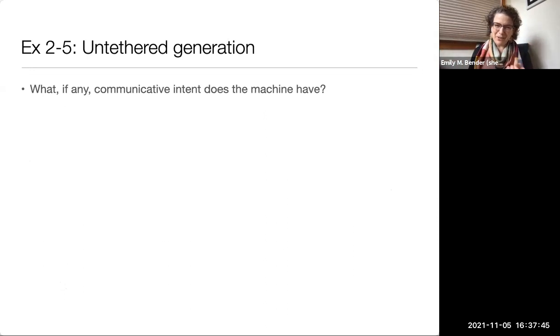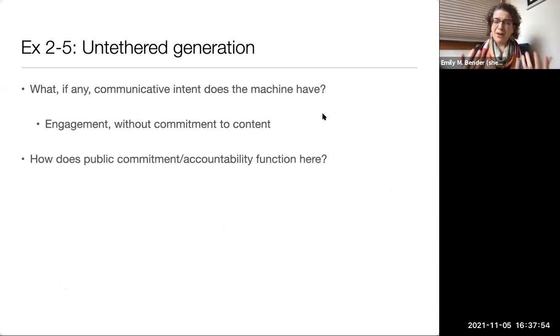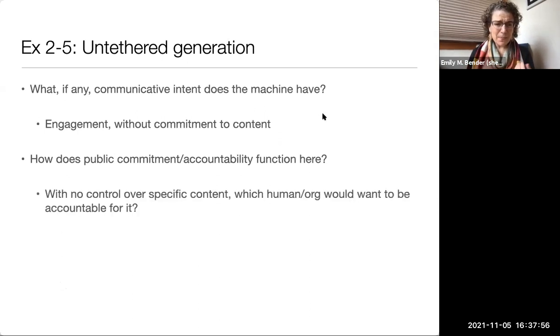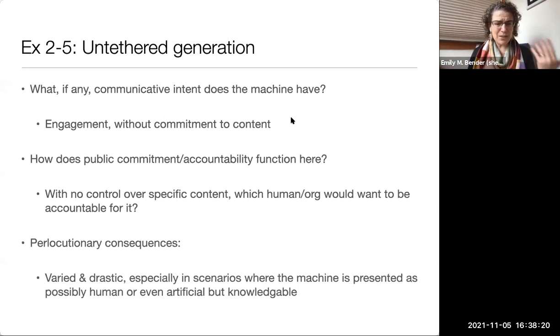So what, if any, communicative intent does the machine have here? I would say it's engagement without any commitment to content in all of these cases. How does public commitment or accountability function here? Well, since there's no control over the specific content, it's hard to imagine which human or organization would want to be accountable for it. I guess in the one case where you actually had an extremist organization trying to recruit people, it's not exactly accountability that they're interested in. But anyone interested in accountability, I think, would want to stay far away from this. And perlocutionary consequences, well, they're varied and drastic, especially in scenarios where the machine is presented as possibly human or even artificial but knowledgeable.